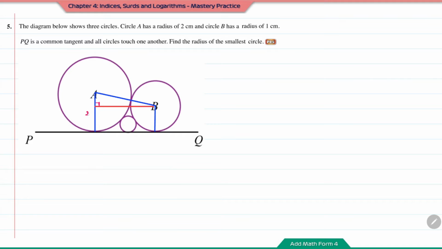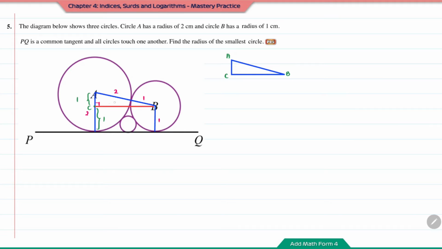So the radius of A is 2 cm. The B is 1 cm. So now we can find the length of these horizontal lines using the Pythagoras theorem. So here the length is equal to 1 cm as well. Therefore, the length here is going to be 2 minus 1, which is equal to 1 cm. And let's say the point here, we label it as C.